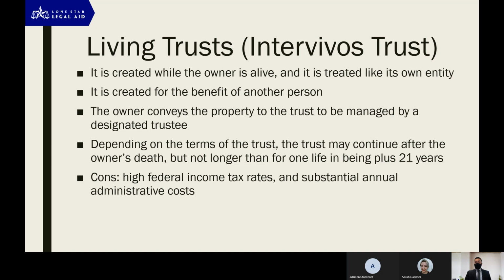The owner conveys the property to the trust to be managed by a designated trustee. So you can name the actual person obtaining the benefit, the beneficiary, as the trustee, or you can name somebody else. A trust in the interest of my son, and the trustee is my wife. And so this way, the wife is managing the trust, the beneficiary is my son. You can make them different or the same. Depending on the terms, the trust can continue after the owner's death, but not longer than for one life in being plus 21 years.